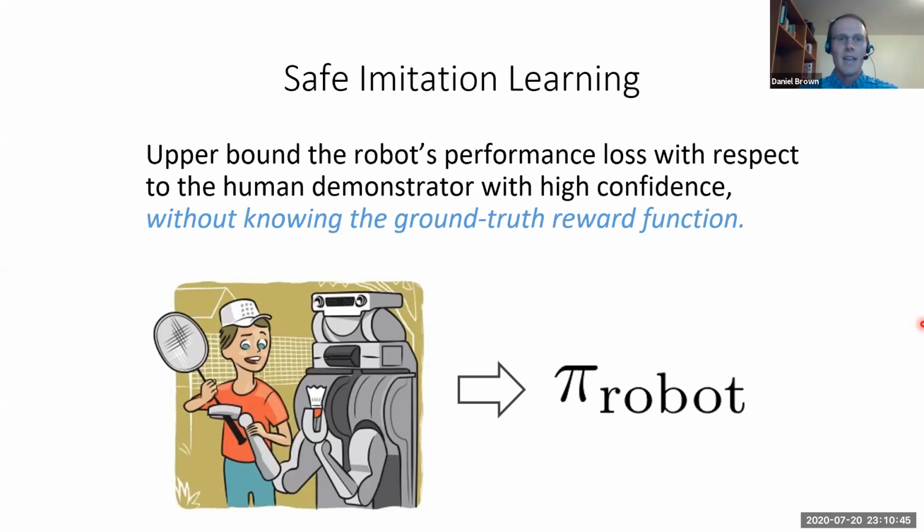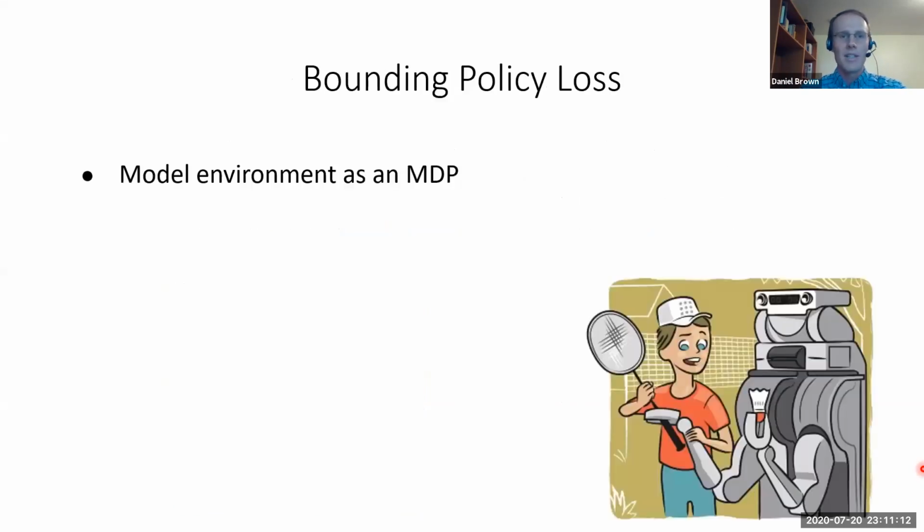So the idea of safety, as we've talked about before, is we want to have these high confidence bounds. In particular, right now we're going to talk about how we can come up with an upper bound on the robot's performance loss with respect to the human demonstrator with high confidence. And I think the crux of the problem here is that we don't know this ground truth reward function. We don't know the objective function. And so we're going to imagine that we have this policy, pi robot, that the robot wants to evaluate given some demonstrations.